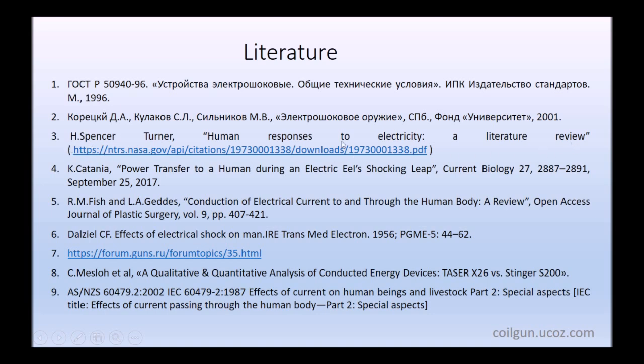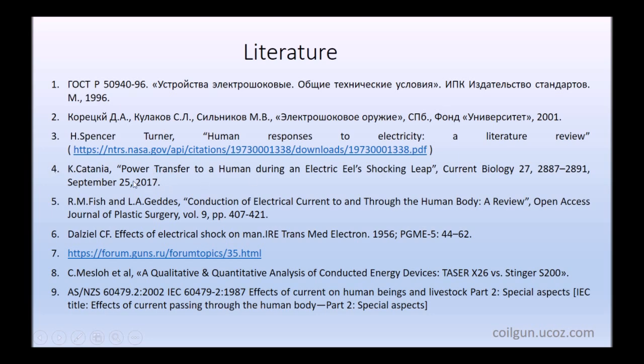This is the beautiful white paper of Spencer Turner. It is in free access on the internet. All these sources are in free access, so everybody can find and read them. It is one of the best compendiums of scientific experiments about how electricity influences the human body. I don't doubt that the inventors of the first shockers used this source.